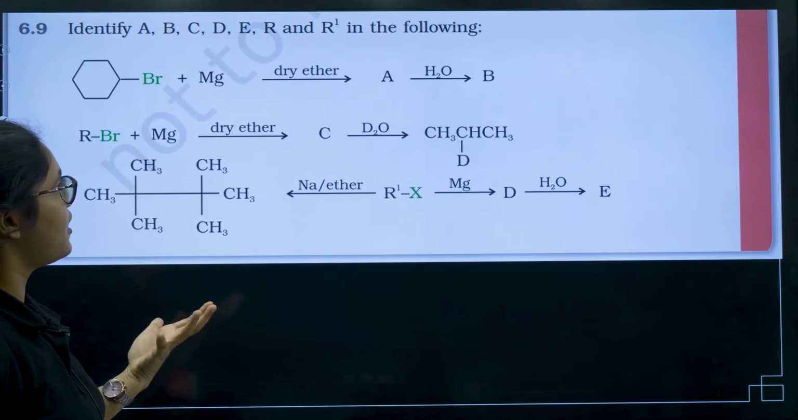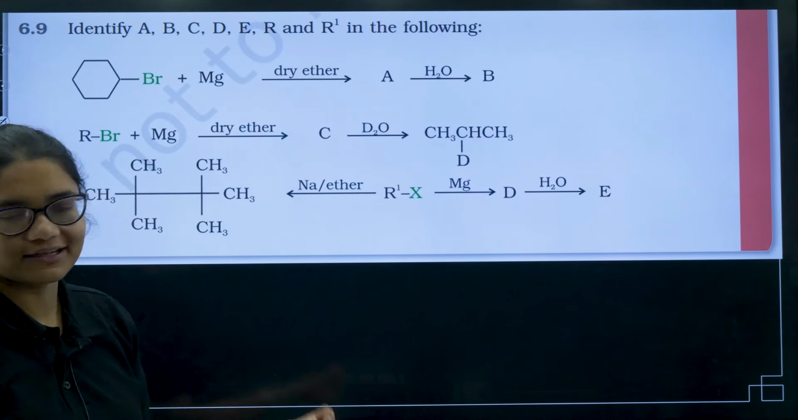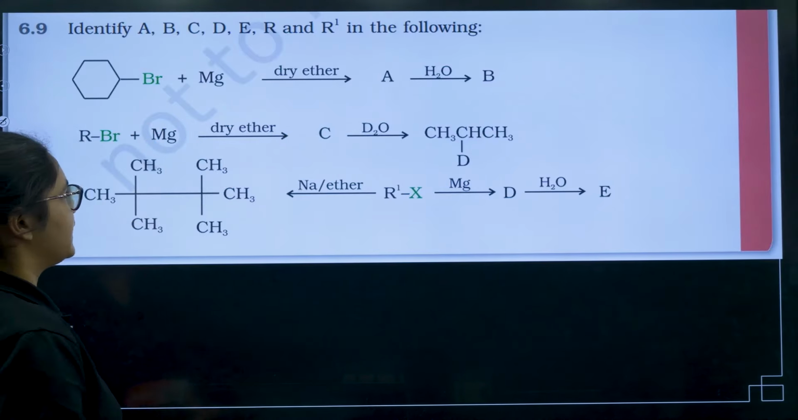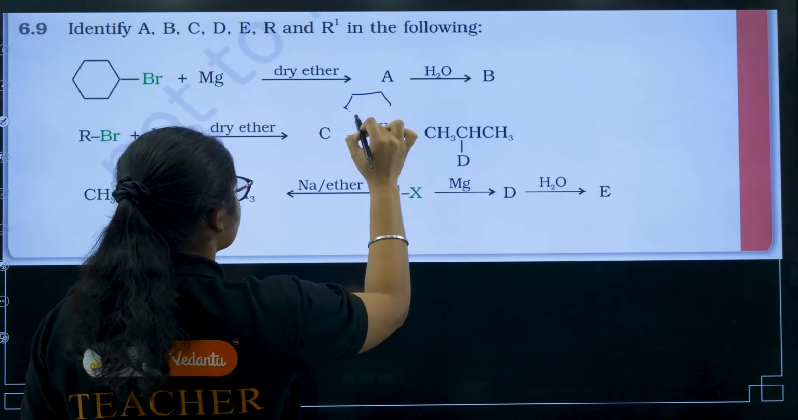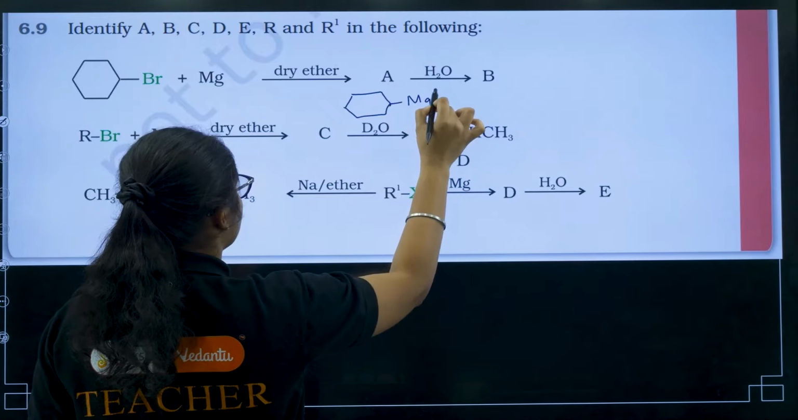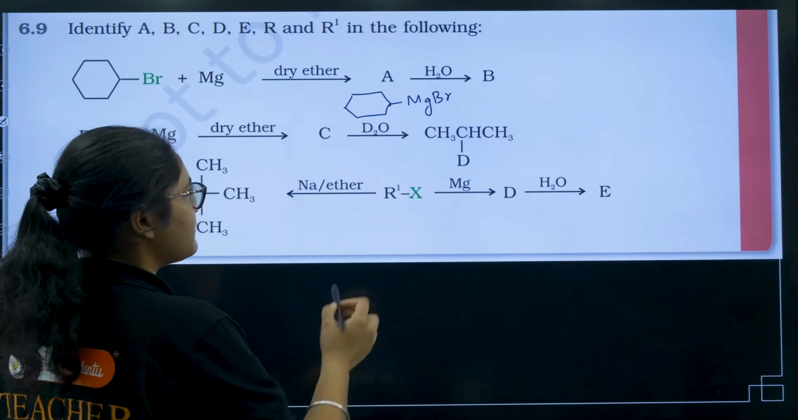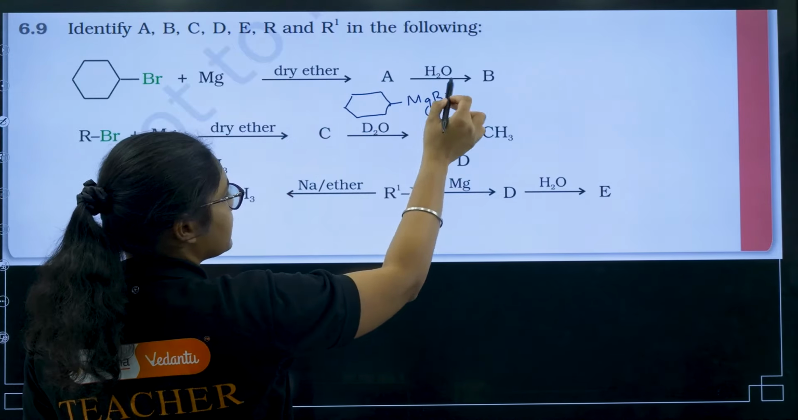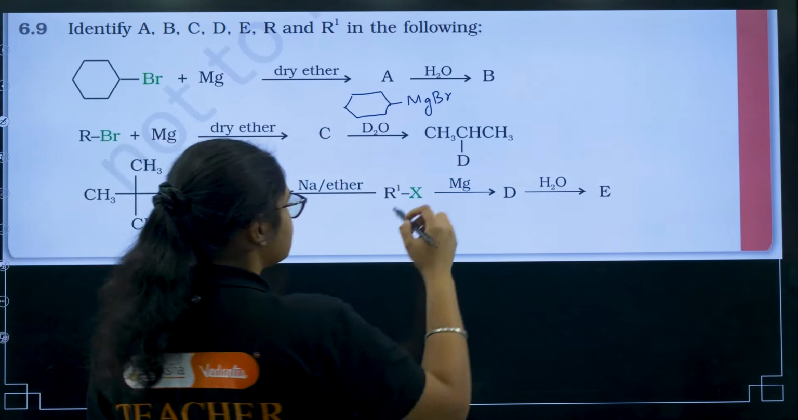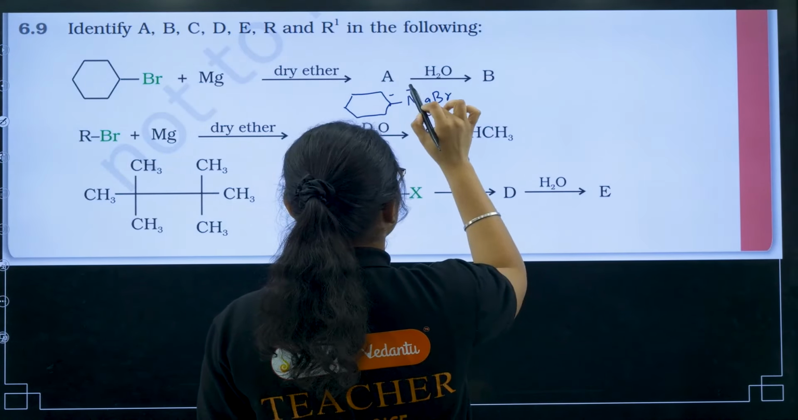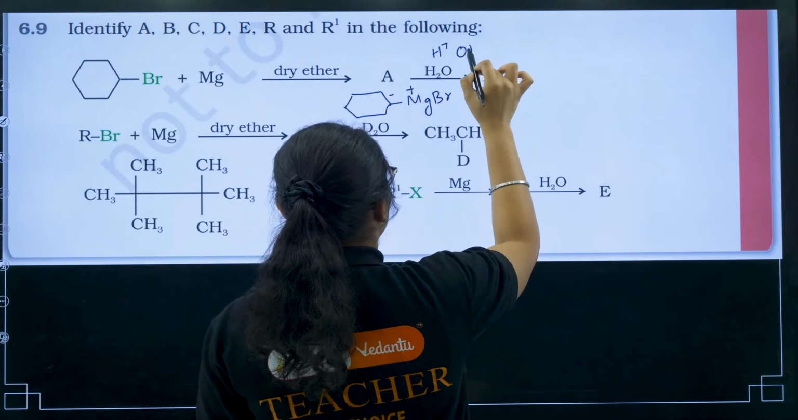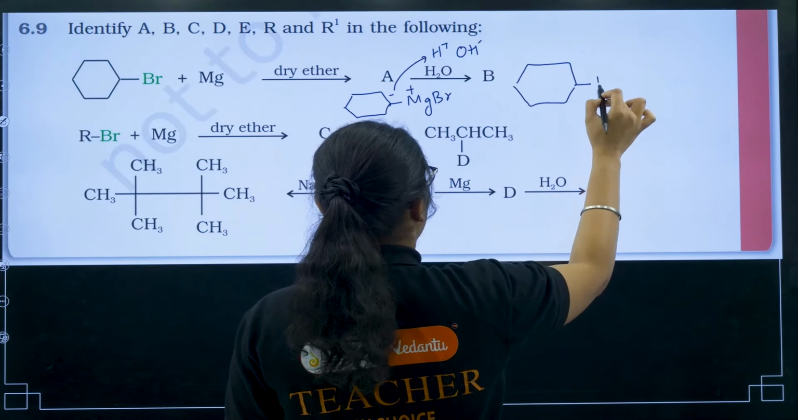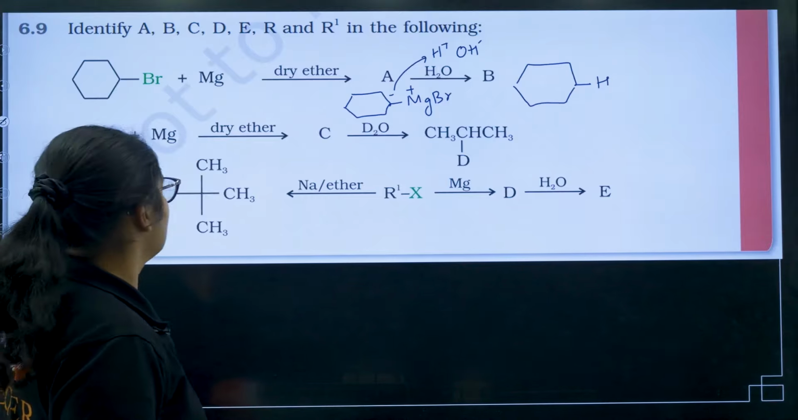Identify A, B, C, D, R and R1 in the following reactions. Let us do this. So Mg and Br, this is our Grignard reagent. What will be A here? A will be MgBr. Now what will happen when you put water? When you give water here, this one will get converted to hydrogen. This is R minus, this is plus, and we have H plus and OH minus. This minus will attack on this H and you will get H. Cyclohexane will be produced.